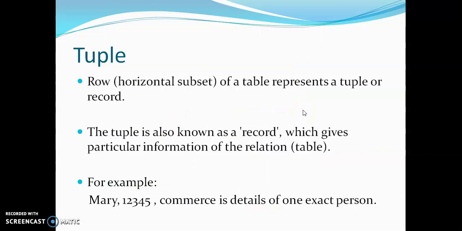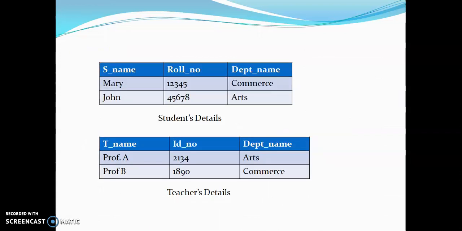Okay, we'll proceed to the next one. We have a tuple. Now, in a table you have both rows and columns. The rows, or the horizontal subset of a particular table, represent what we call a tuple or record, a row. Think about a row here. For example, if you go back to the previous one, we have a row here, say Mary, 1, 2, 3, 4 is the row number, and so on.